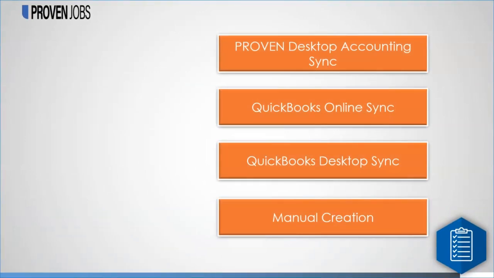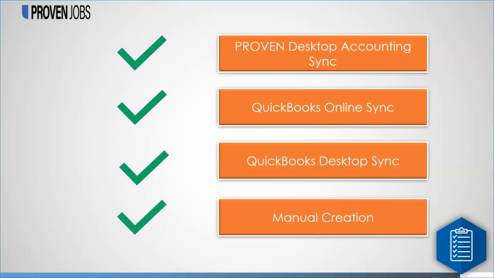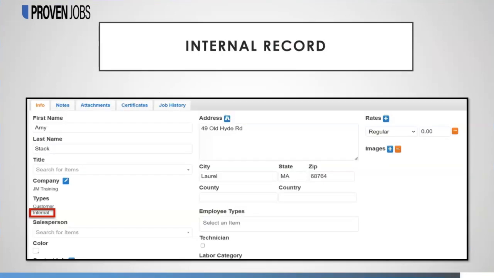Internal user records are created in 4 different fashions, dependent upon your company's database syncing capabilities. User creation is dependent upon internal company records created either by Proven Desktop Accounting Sync, QuickBooks Online Sync, QuickBooks Desktop Sync, or a manual creation. User names and passwords are created and linked to the internal record created from these syncing capabilities.